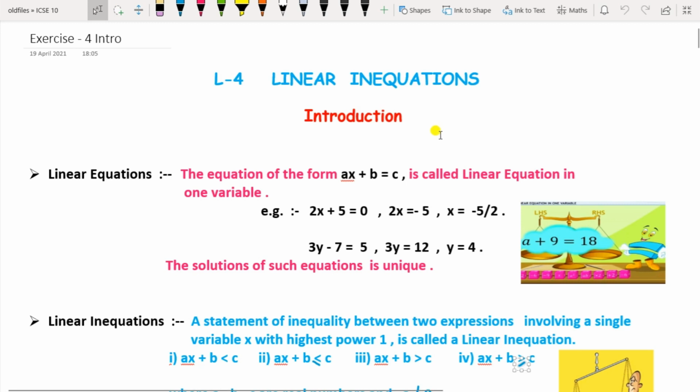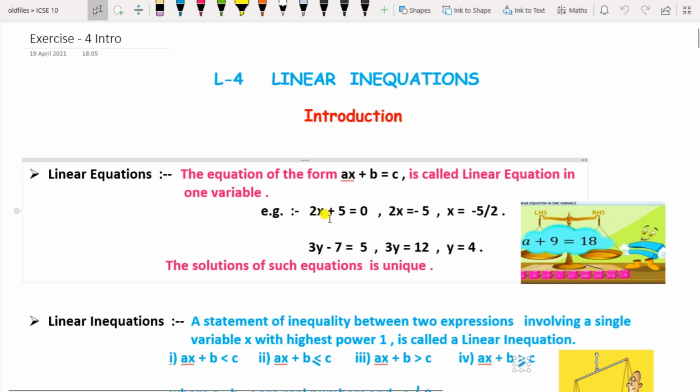In your previous class, you have studied about linear equations, which can be defined as the equation of the form ax plus b equal to c, called a linear equation in one variable. So x is the one variable here, and a, b, c are real numbers where a is not equal to 0, and it is a polynomial of degree 1, as the exponent of x here has degree 1.